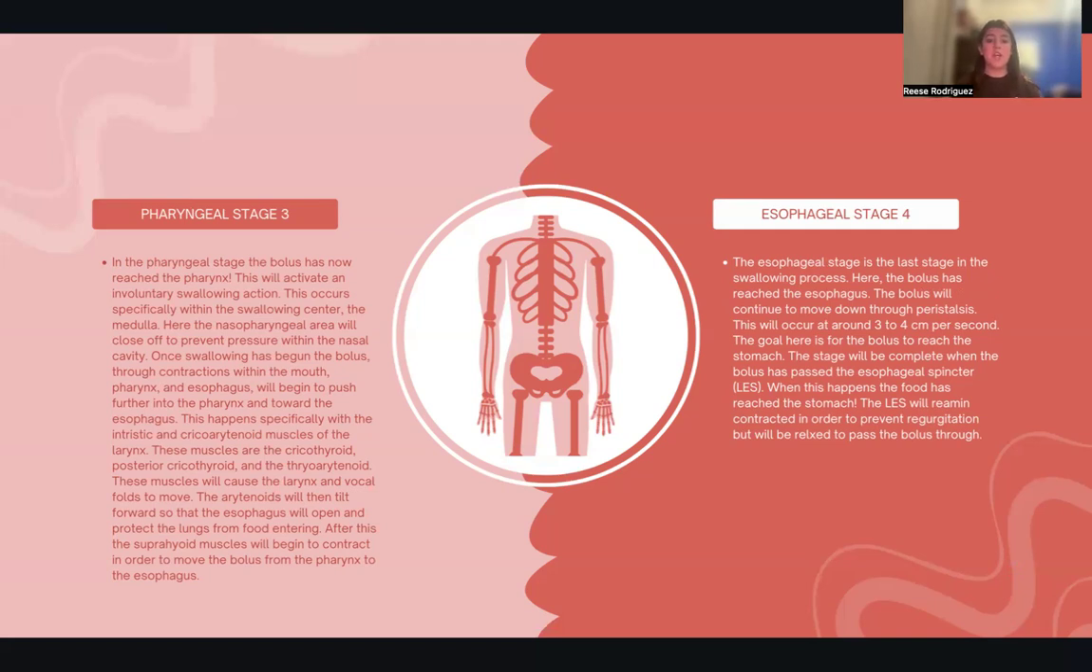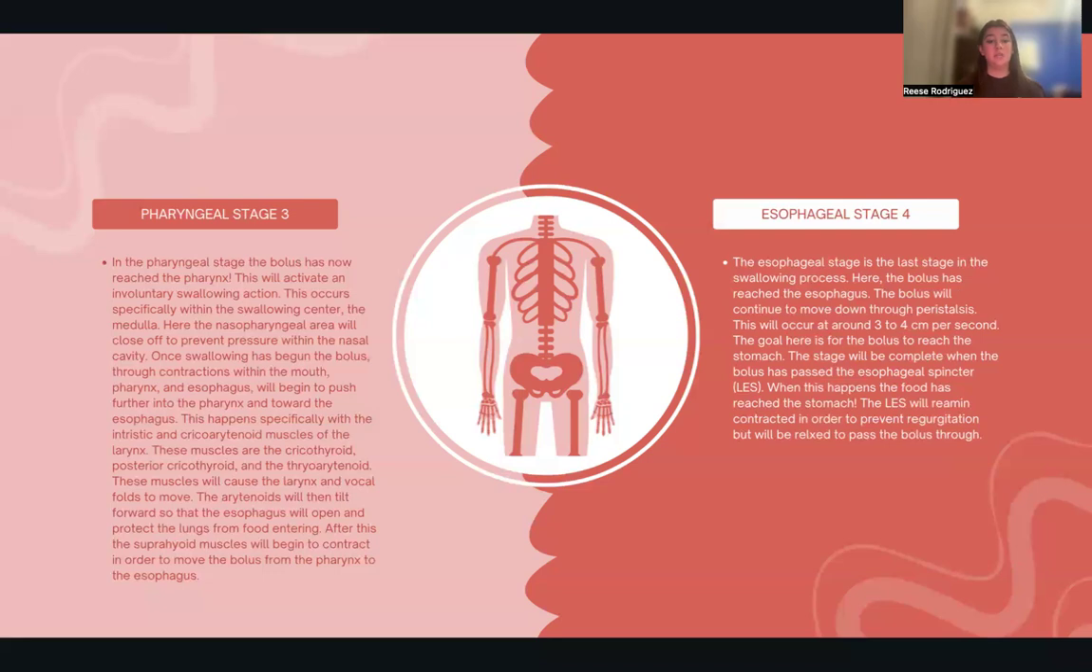So specifically, you're going to use intrinsic and cricoarachnoid muscles of the larynx. So these muscles in specific are the cricothyroid, the posterior cricothyroid, and the thiarachnoid. These muscles are going to cause the larynx and vocal folds to move, and movement is very important because movement is what is moving the bolus down.